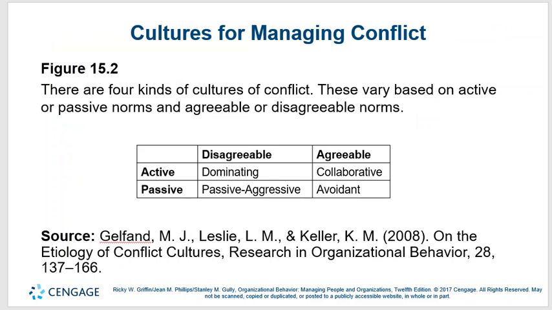So cultures for managing conflict are shown in this figure below. There are four kinds of cultures of conflict. These vary based on active or passive norms and agreeable or disagreeable norms. So active disagreeable is dominating. Active agreeable is collaborative. Passive disagreeable is passive aggressive. Passive and agreeable is avoidant.